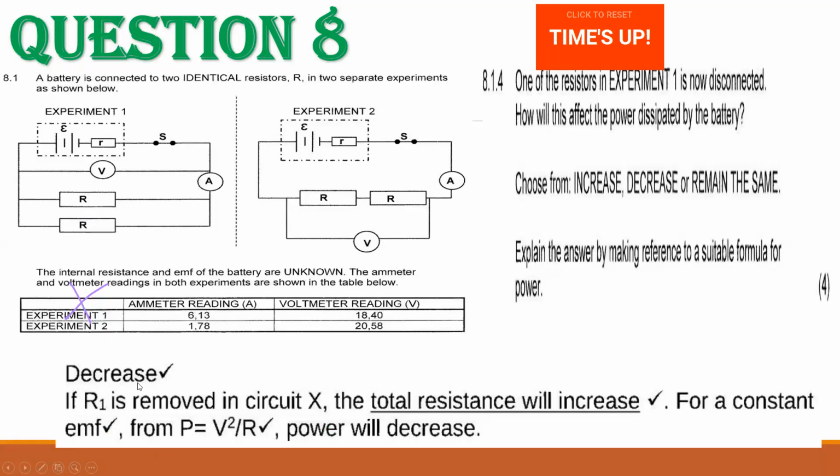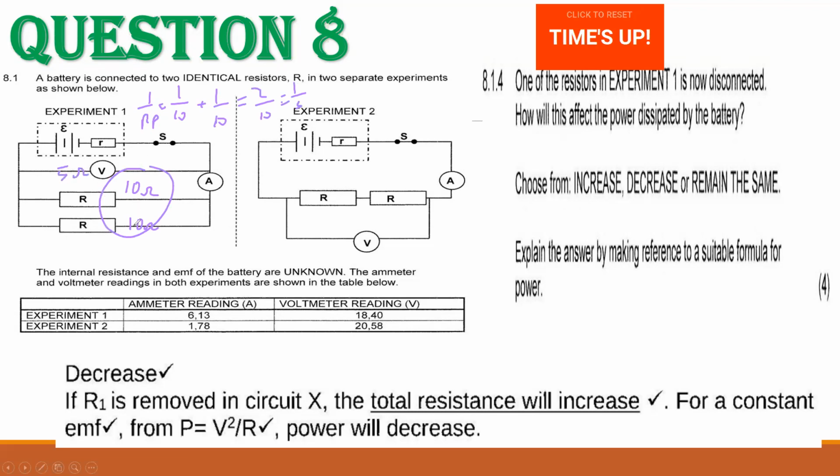The answer is decrease. Why decrease? Because if you remove R1, just one resistor from the circuit in experiment 1, the total resistance will increase. We know that because in parallel, let's give an example. If you have 10 ohms for each in parallel combination, what is your total resistance? 1 over 10 plus 1 over 10, or straight, you know already half. So 2 over 10 equals 1 over 5. So your total resistance is 5 for now.